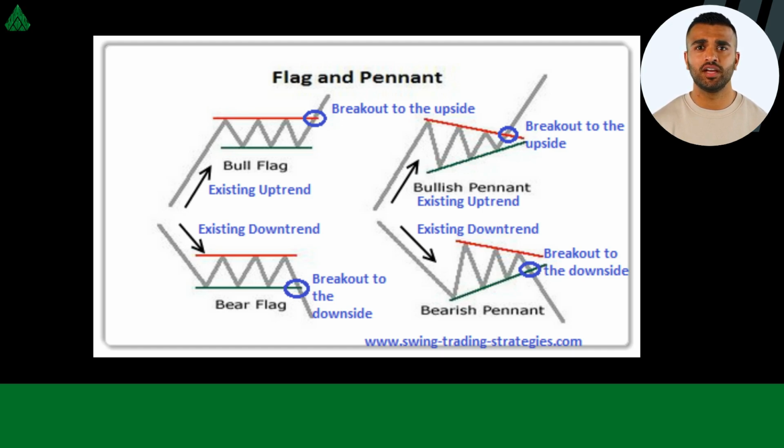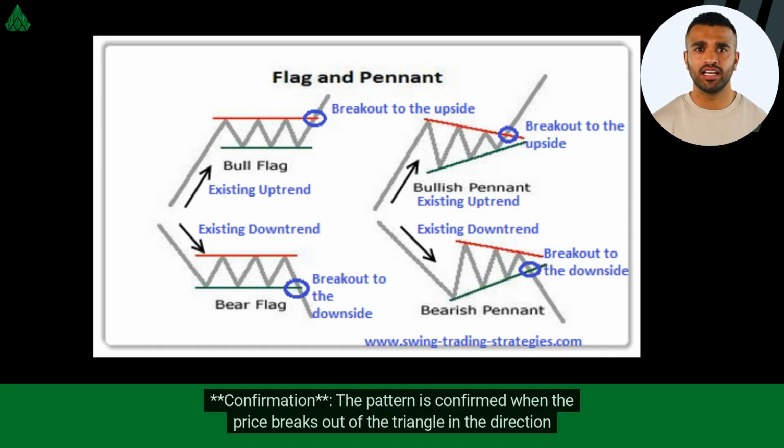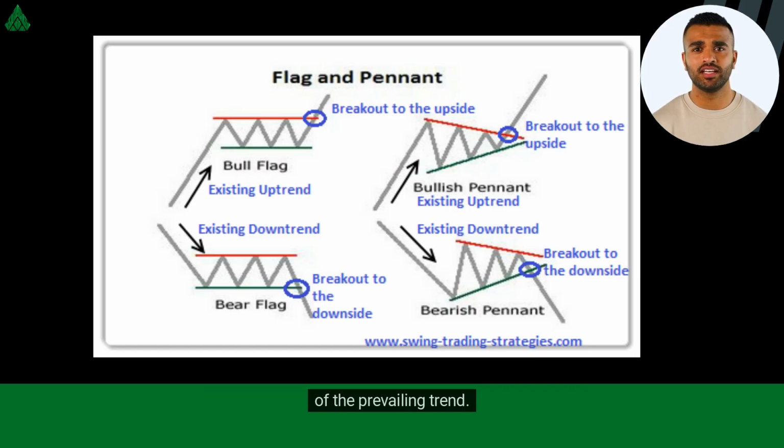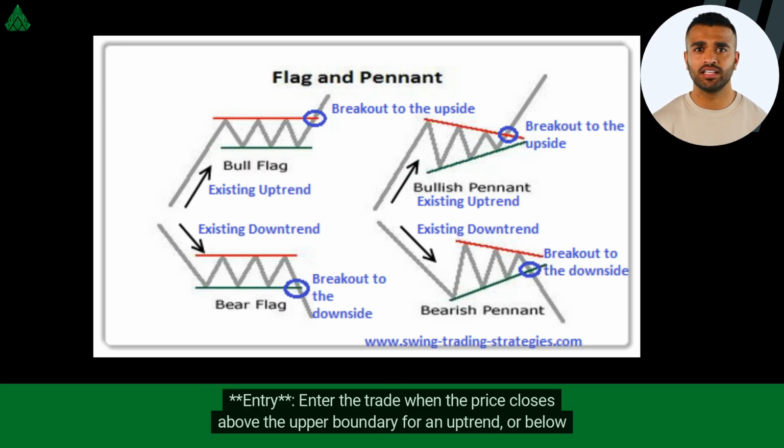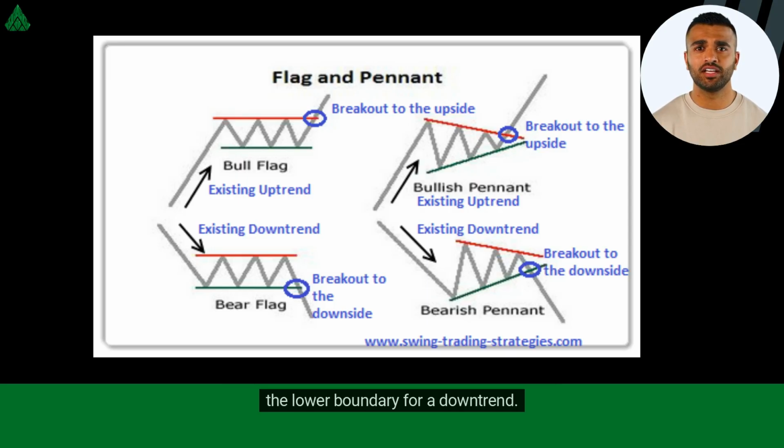Trading steps. 1. Confirmation. The pattern is confirmed when the price breaks out of the triangle in the direction of the prevailing trend. 2. Entry. Enter the trade when the price closes above the upper boundary for an uptrend or below the lower boundary for a downtrend.